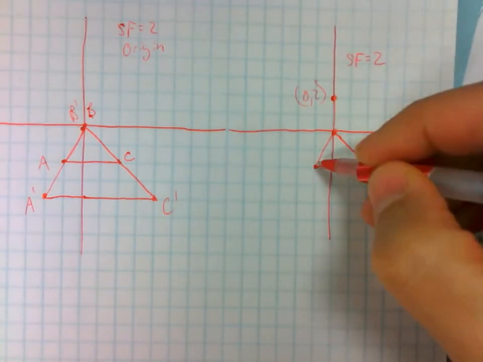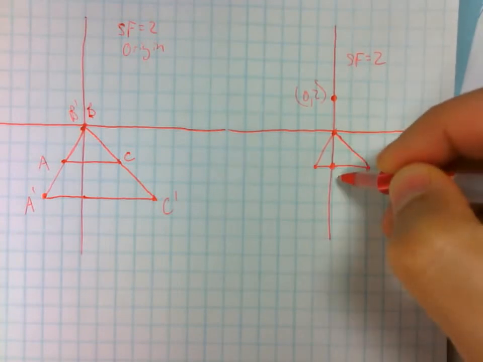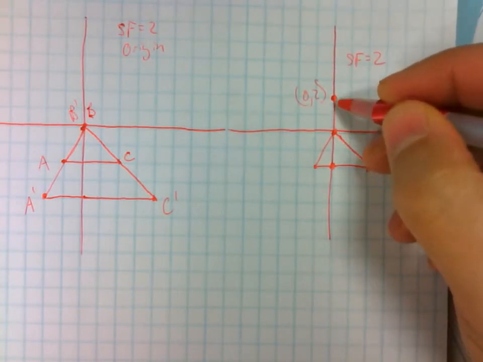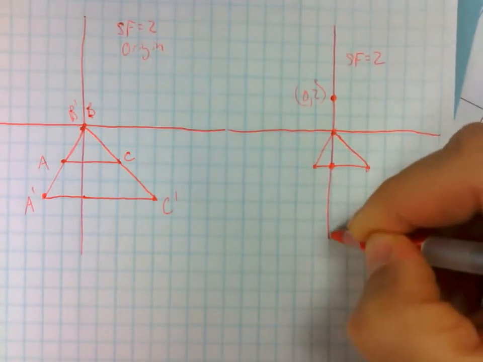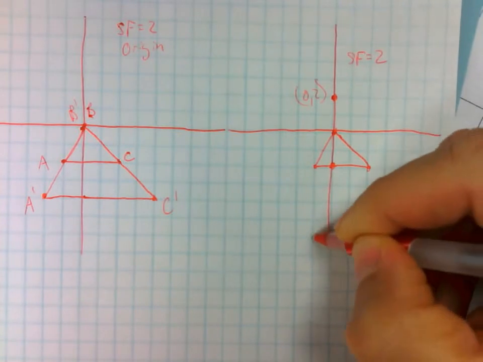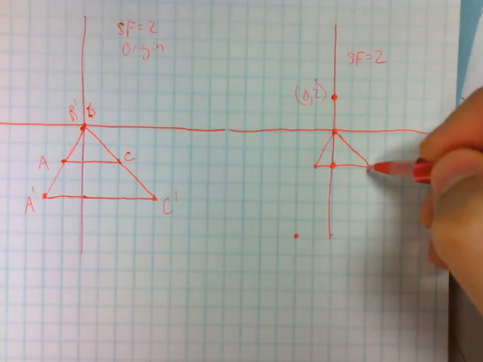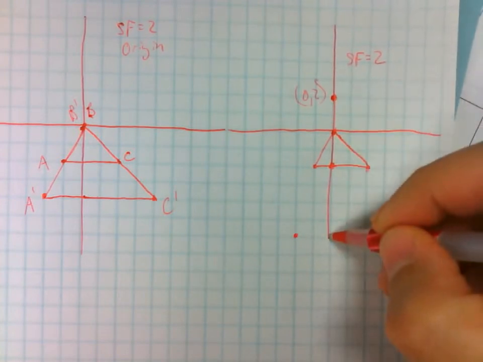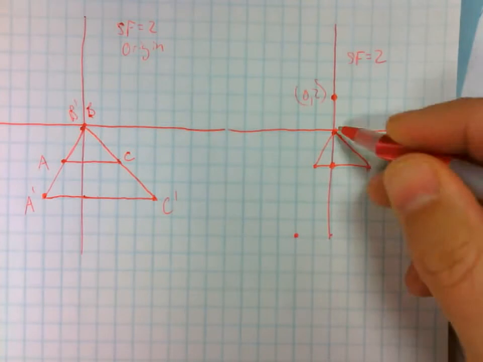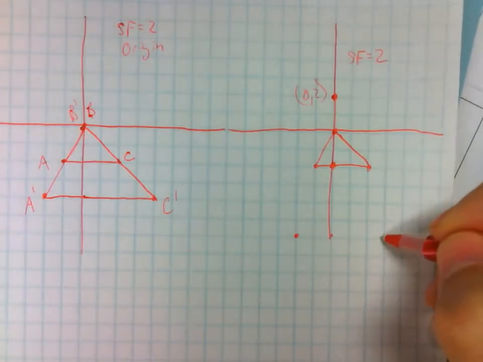From my center, this point is down 1, 2, 3, 4, and left 1. If I double those, I'm going to go down 8, 1, 2, 6, 7, 8, and left 2. Okay, and if I do this one, that's going to be down 4 and right 2. So I'm going to go down 8 and right 4. 1, 2, 3, 4.